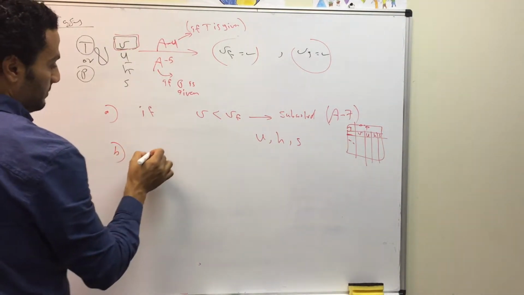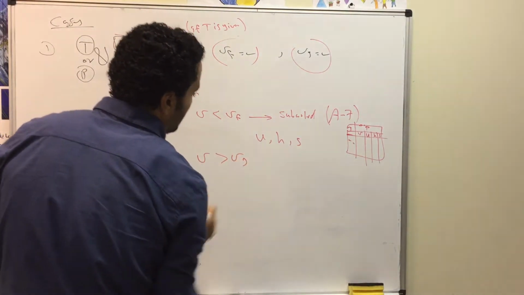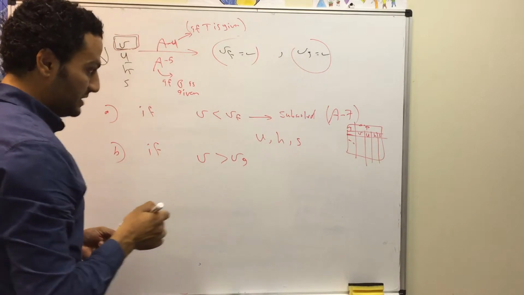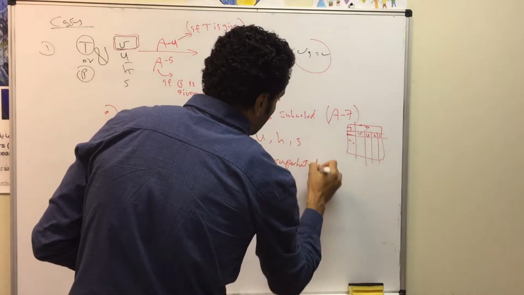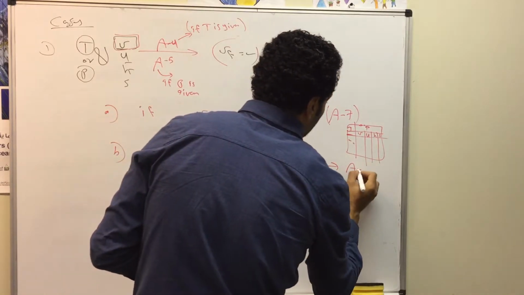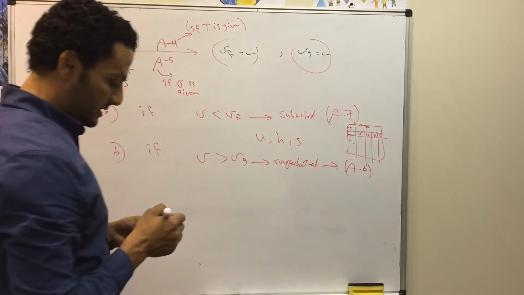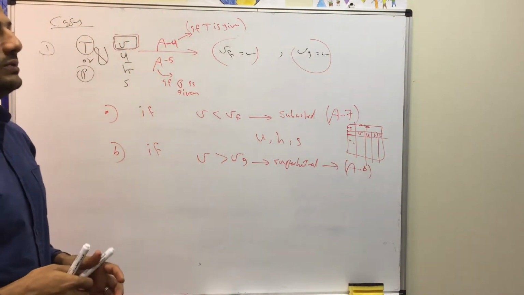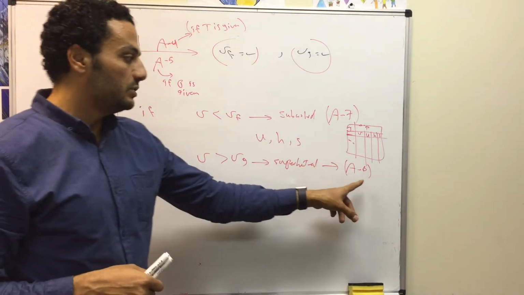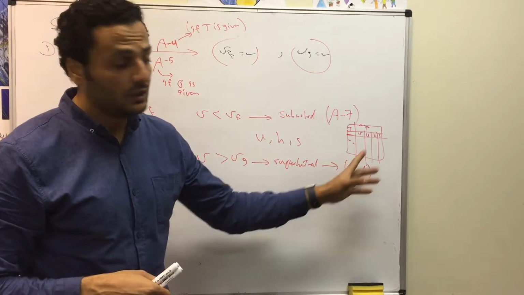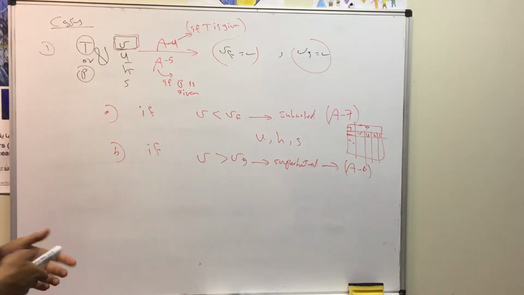Case B, if I find this specific volume is greater than v_g. Greater than v_g means the state of the substance is superheated, and in this case we have to use table A6. As I said, those steps are applied for steam, and the same can be applied for refrigerant. So in the case of refrigerant, instead of going to table A6, the superheated table, I will be going to table A13. However, the same steps are applied.